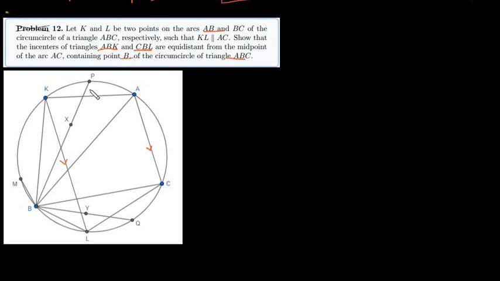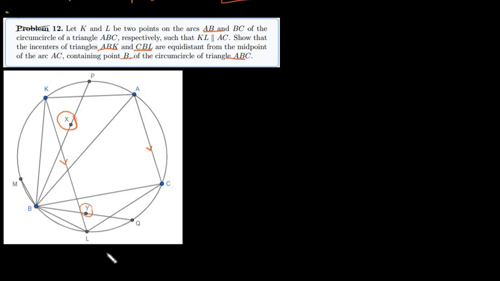So the major hint for this problem is to let X be the incenter of ABK. So I just constructed that, and then Y is the incenter of CBL. So I have the incenters. The key idea here was to extend BX and let it meet the circle at a point. Let's call that P, and let BY meet it at another point here, which is Q.